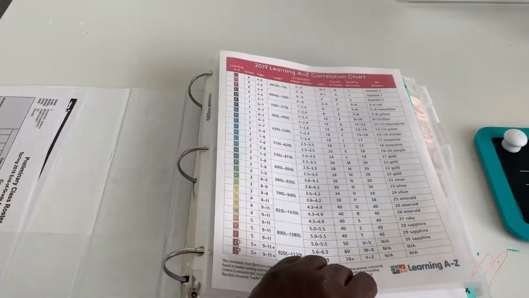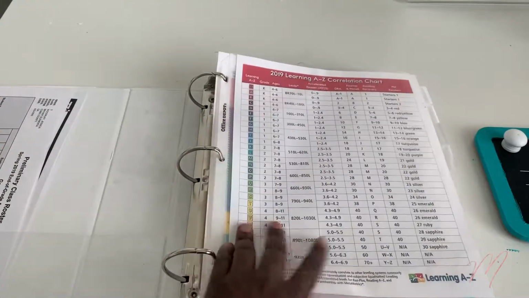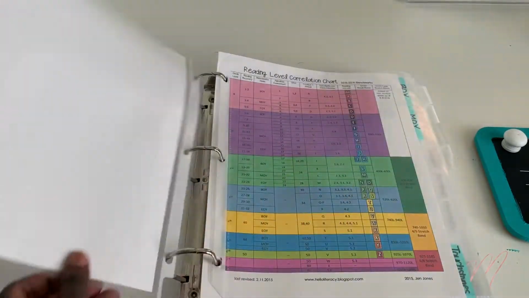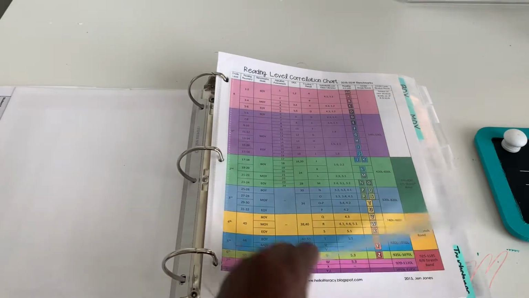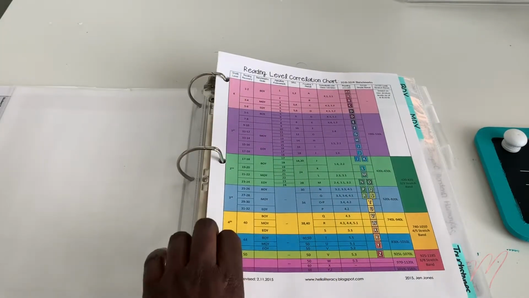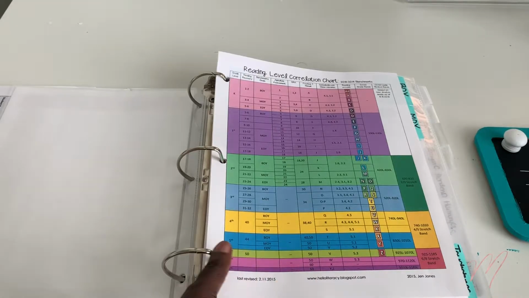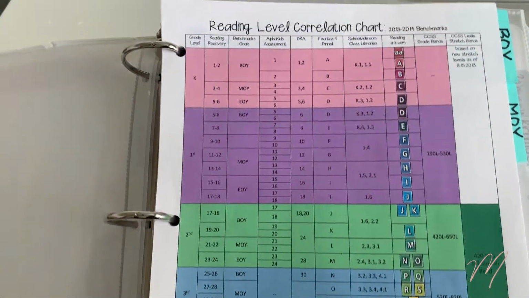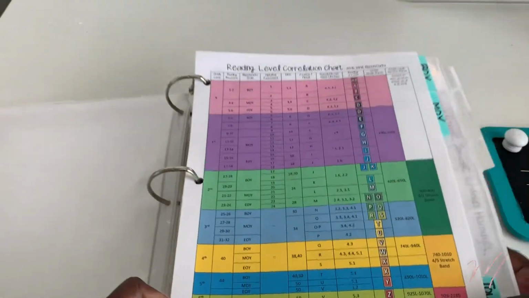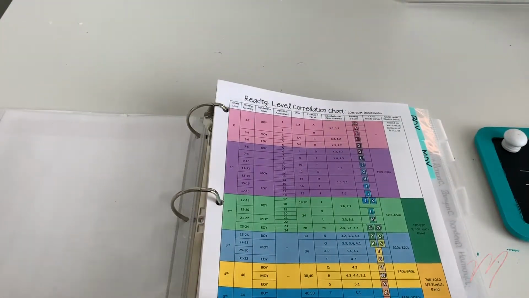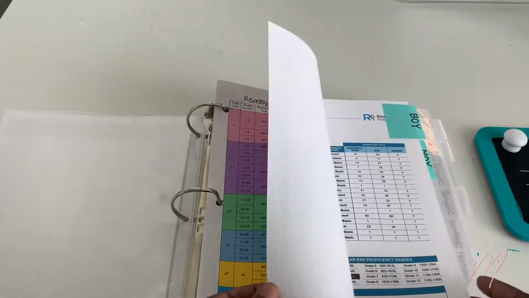students' names. Okay, so the first thing I put is the Reading A to Z correlation chart. It kind of helped me tell the difference between what the levels were with Reading A to Z to Fountas and Pinnell. Now, I also have a reading level correlation chart. I like to use this when I talk to parents at parent-teacher conferences.